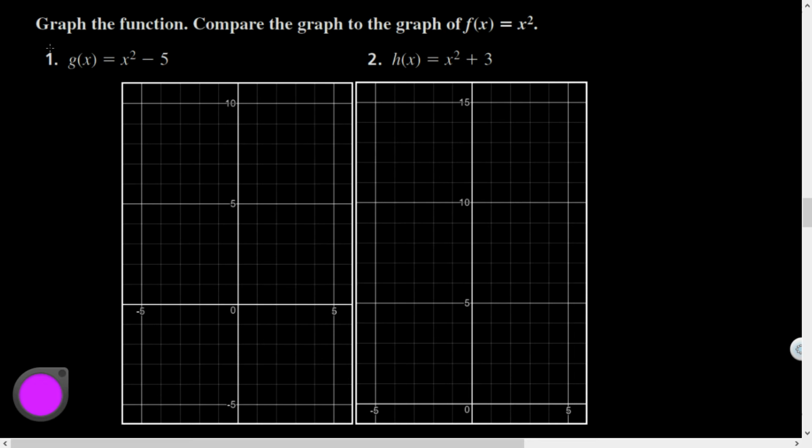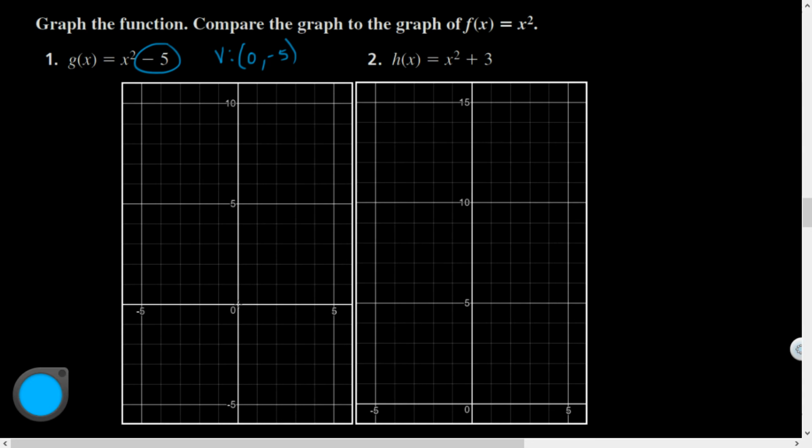For the first one, problem 1, I think you guys have this one, right? x squared minus 5, where is the vertex going to be? Going to be shifted what direction? No, it's a vertical shift, so it's up or down. What does a negative 5 do? Yeah, so the vertex is going to be 0, negative 5.